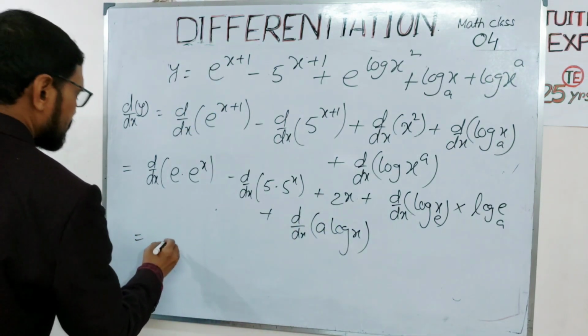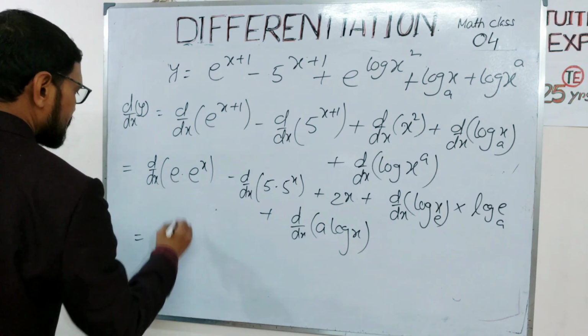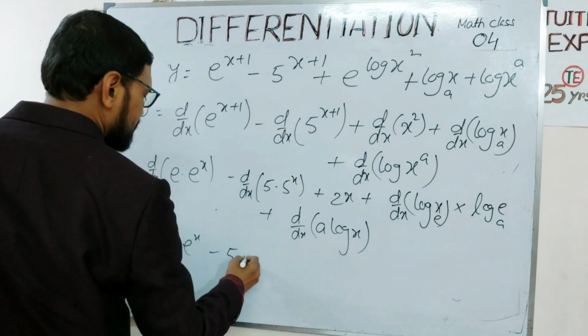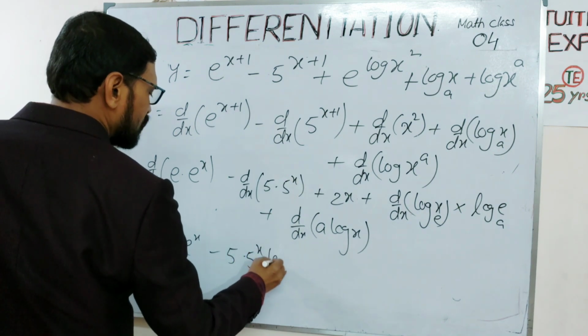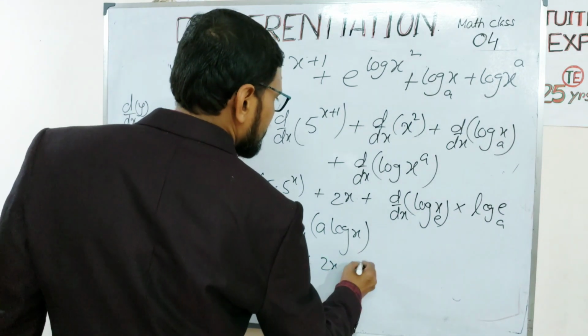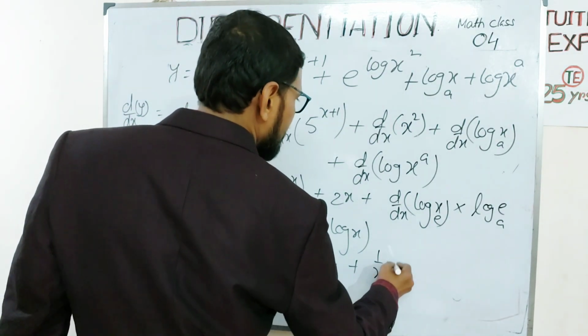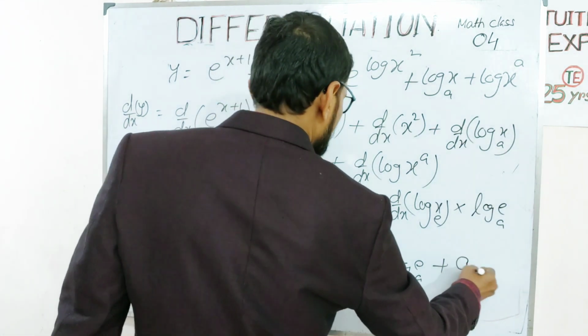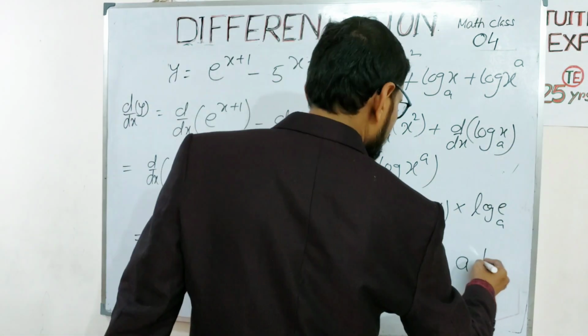Now e is constant, so the derivative of e to the power x is e to the power x, minus the derivative of a to the power x, which is a to the power x into log a, plus 2x, plus the derivative of log x, which is 1 by x log e base a, plus a into the derivative of log x, which is 1 by x.